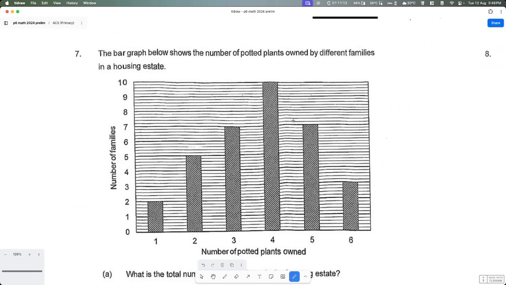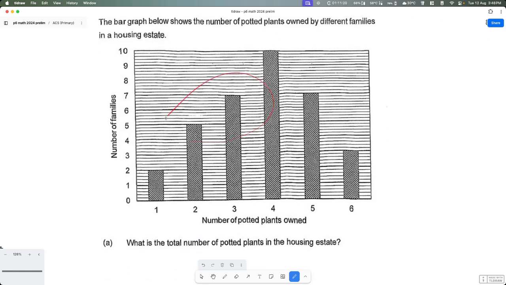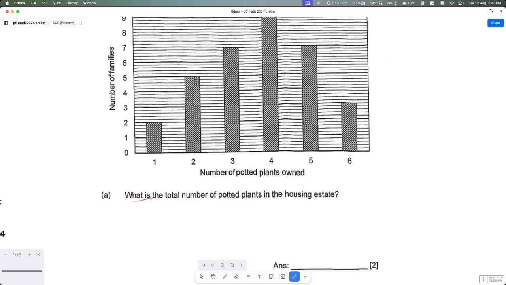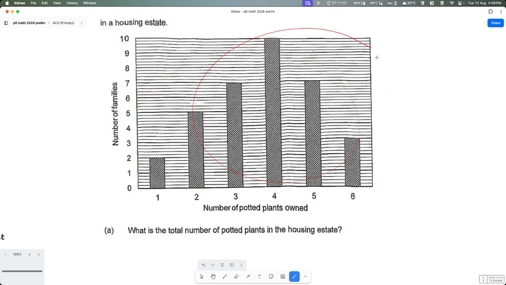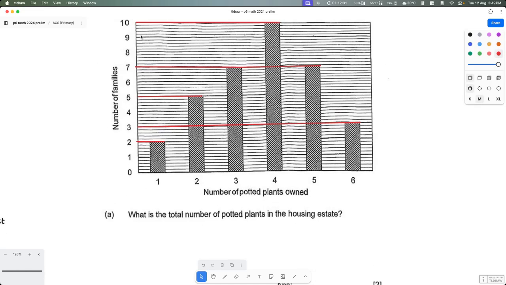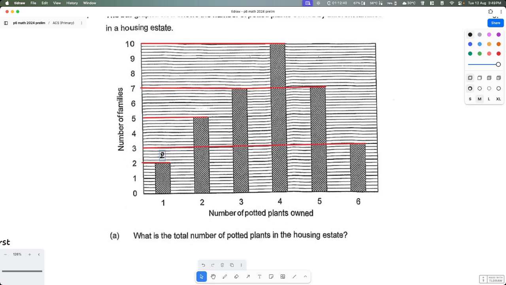Question number 7. The bar graph below shows the number of potted plants owned by different families in a housing estate. Here's what you see over here. What is the total number of potted plants in the housing estate? So we have to calculate all of the different potted plants. I'm going to draw all the lines so that we can get the different numbers. Okay, black works. This is 2.